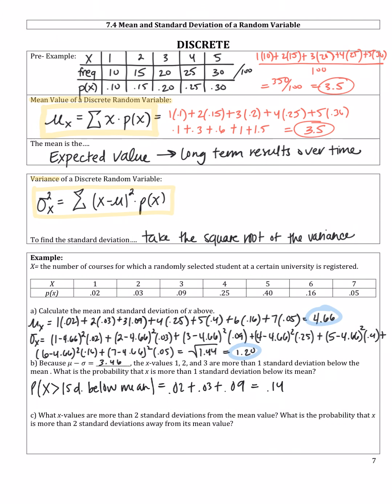What x values are more than 2 standard deviations away from the mean value? What is the probability that x is more than 2 standard deviations away from its mean value? There are none. None more than 2 standard deviations, because that would be 6, so we don't have that. None, so the probability is, well, I can't say x. The probability of x being more than 2 standard deviations away from the mean is equal to 0. All right.